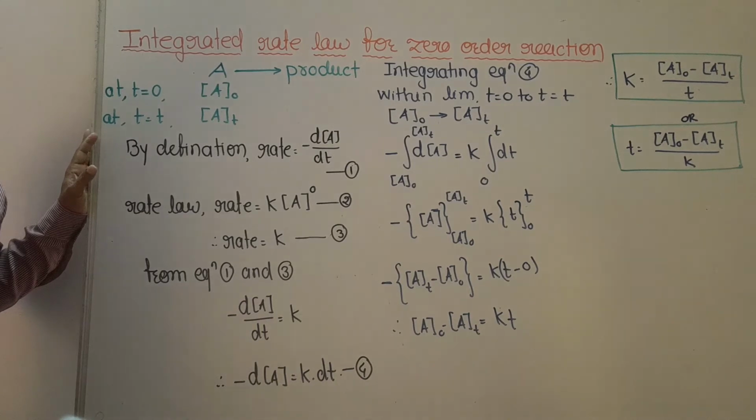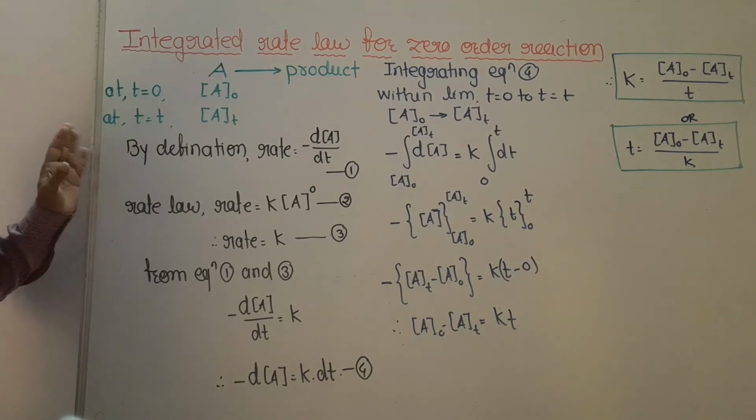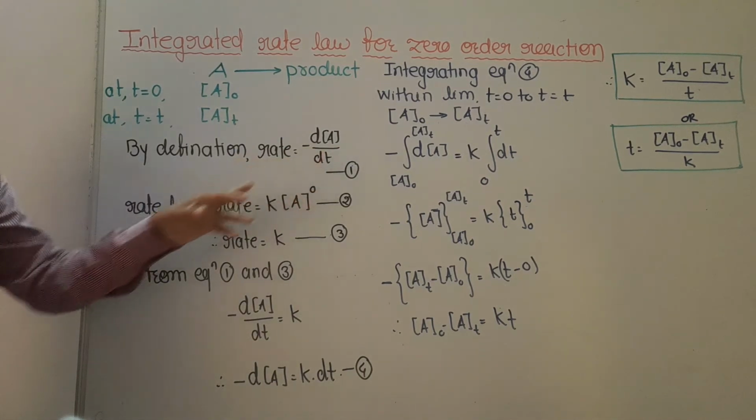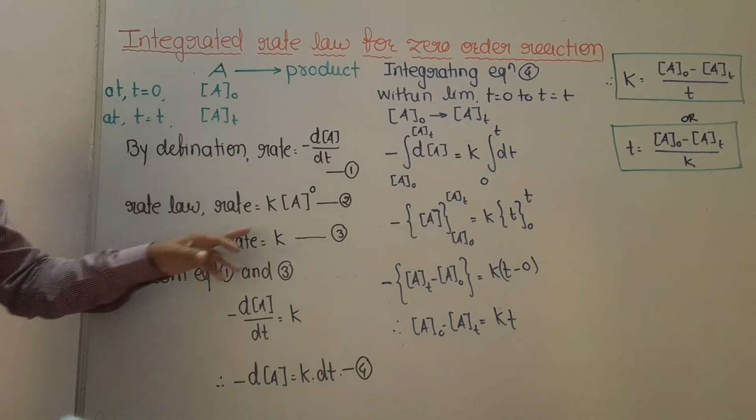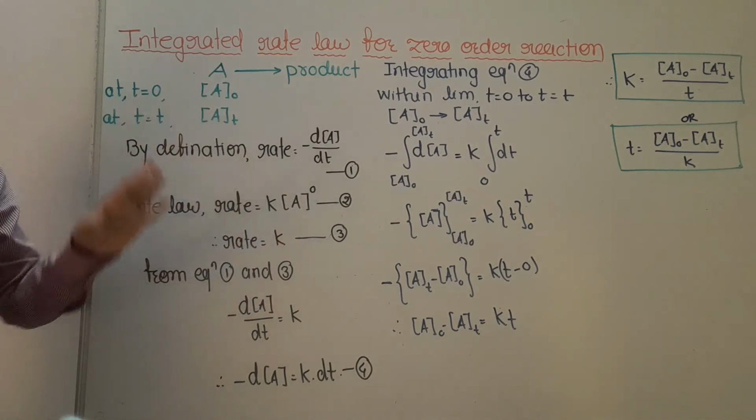In examination it will be asked for 2 marks. What is zero order reaction? The reaction where the rate of reaction does not depend on the concentration of any reactant term is called a zero order reaction. So by definition rate is minus dA by dt, and the rate law is k equals A to the power 0.